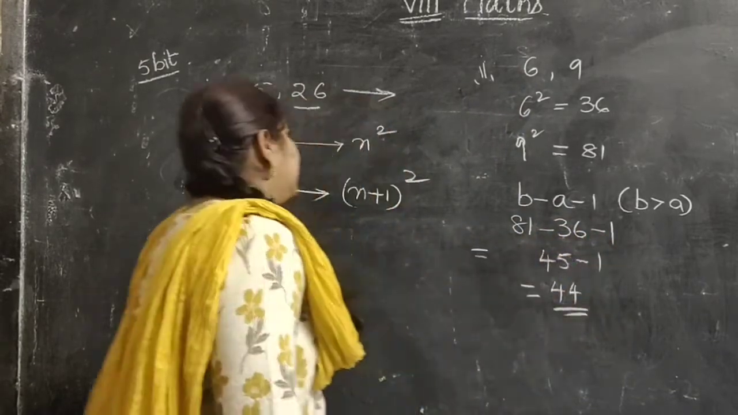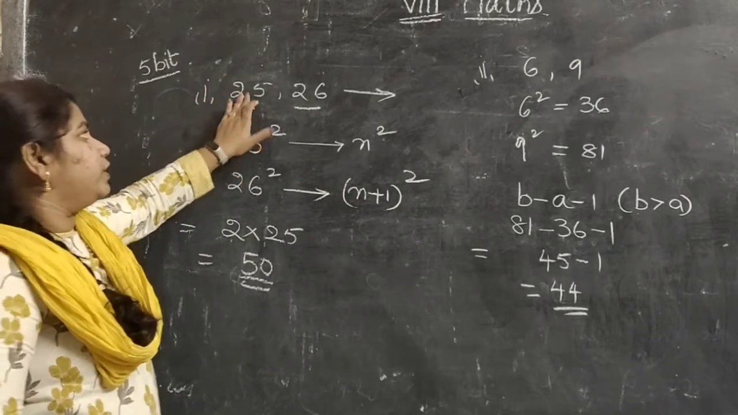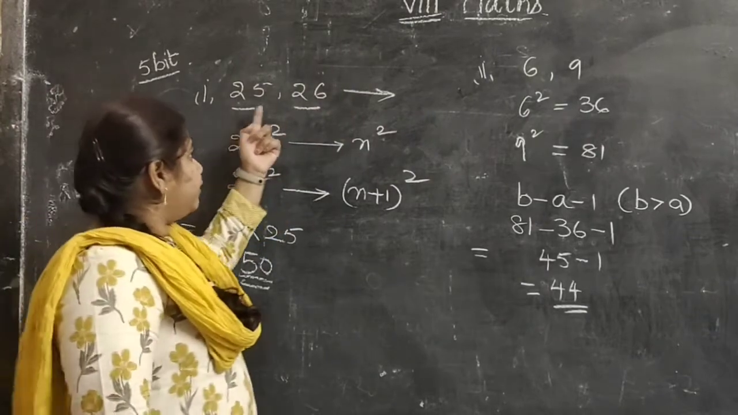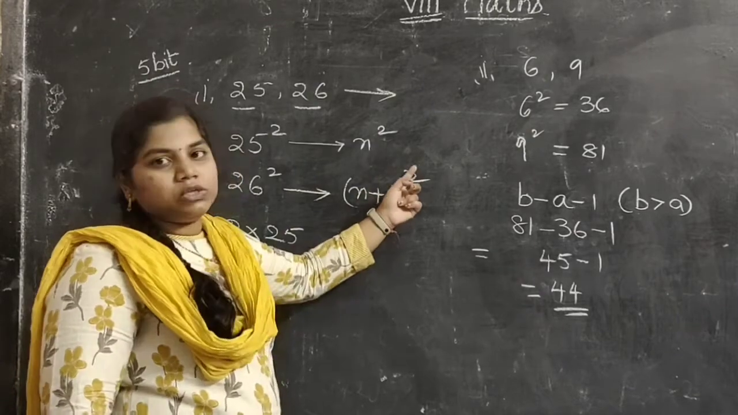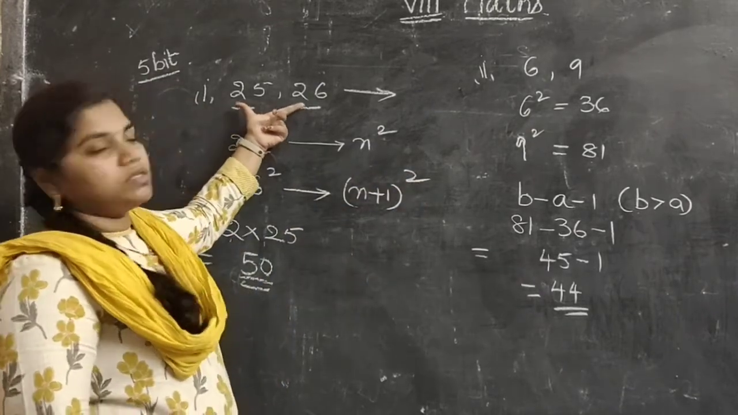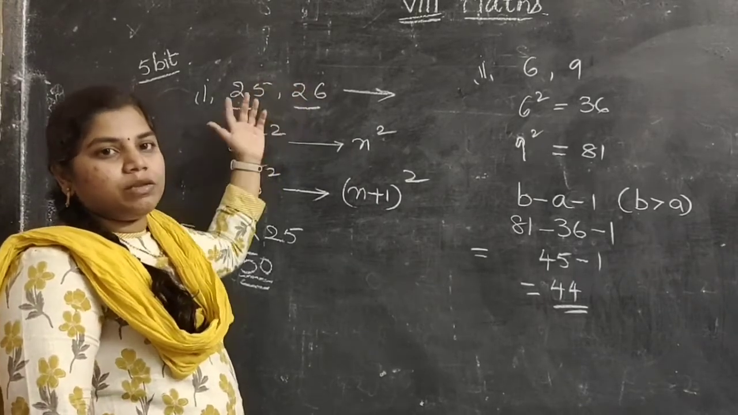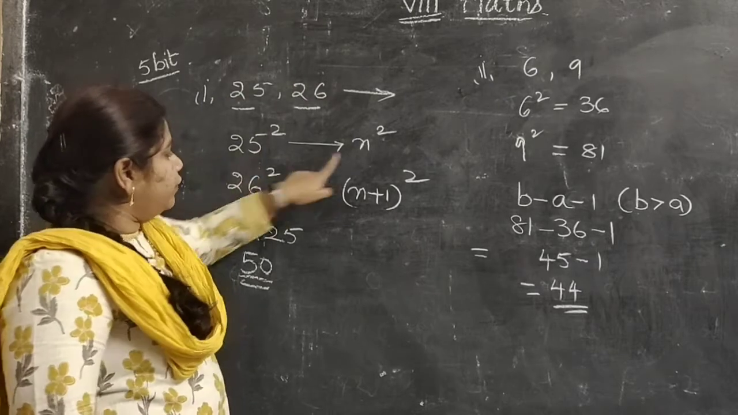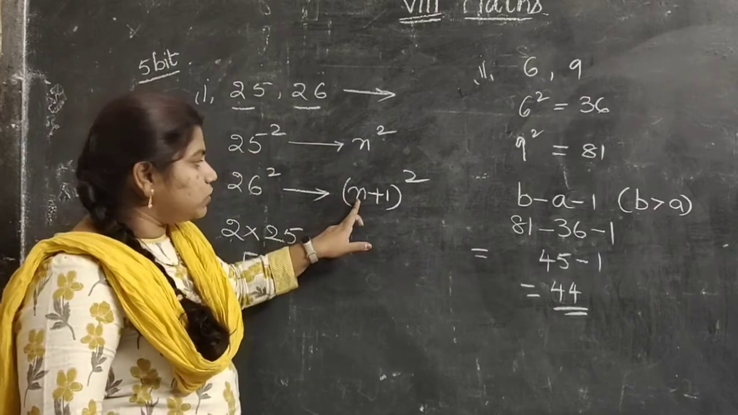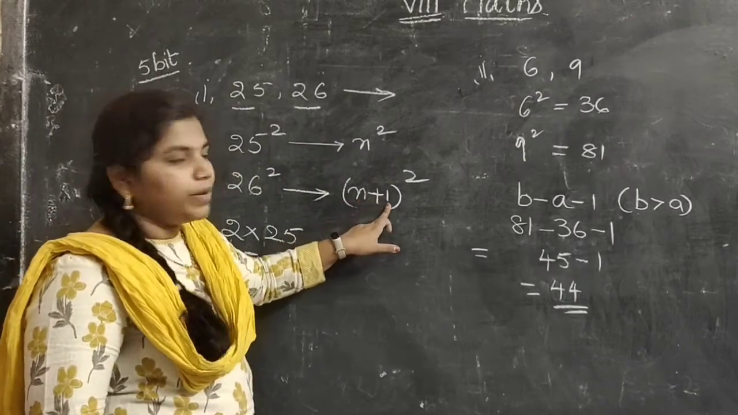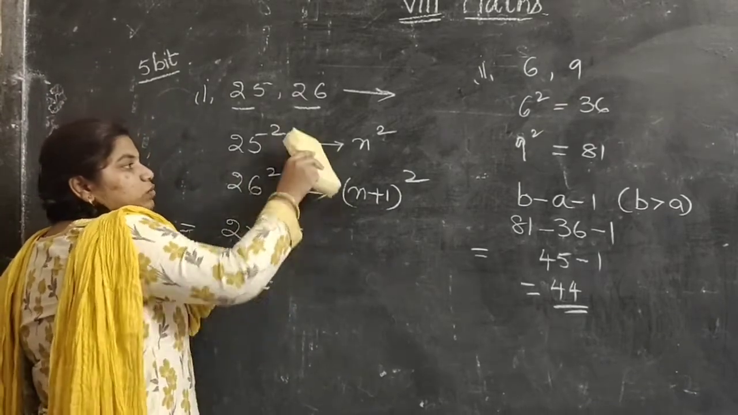So once again you see this. What I told you, we have to find the numbers between 25 square and 26 square. This 25 and 26 are in the form of n square and (n+1) whole square, and also you can take the form of consecutive numbers. 25 and 26 are consecutive because they are lying side by side. If n value is 25, substitute 25 in place of n. 25 plus 1 is 26, so you got 26 square here. So these are in the form of n square and (n+1) whole square.